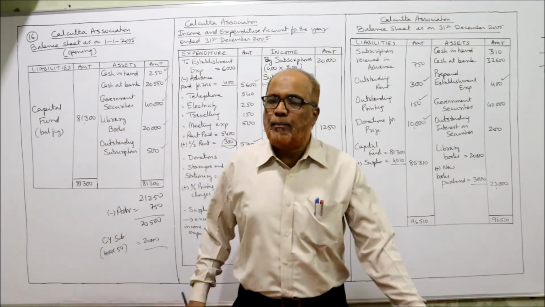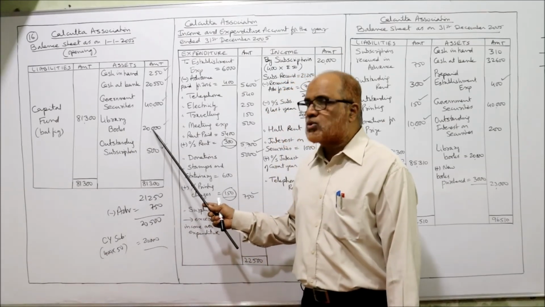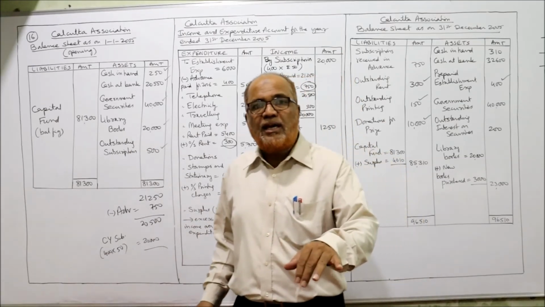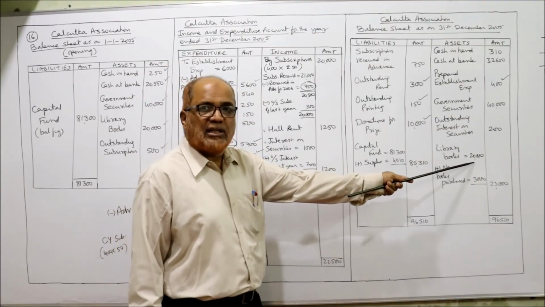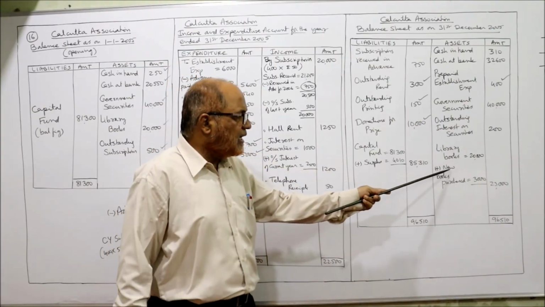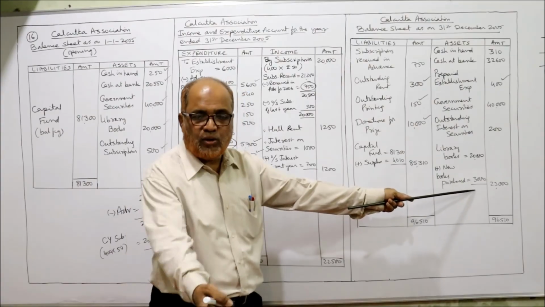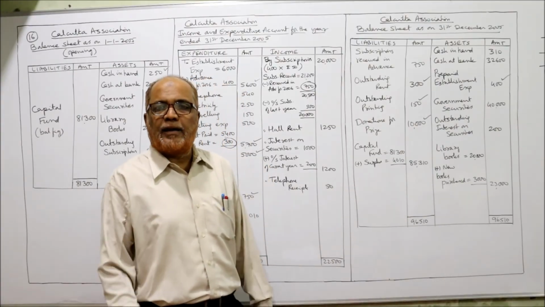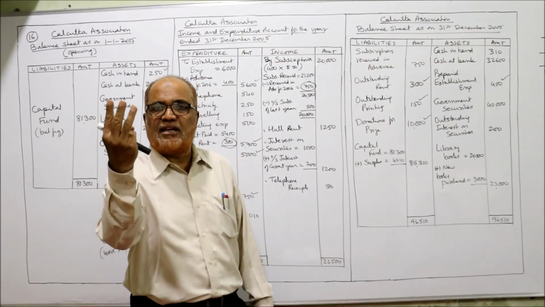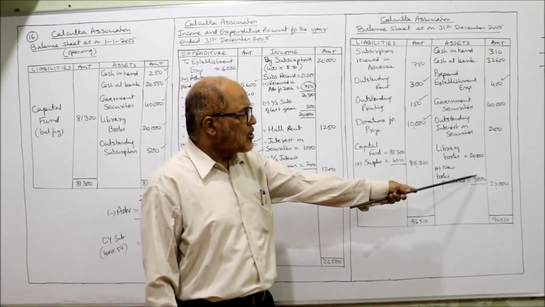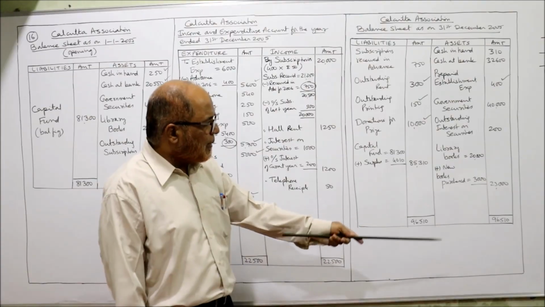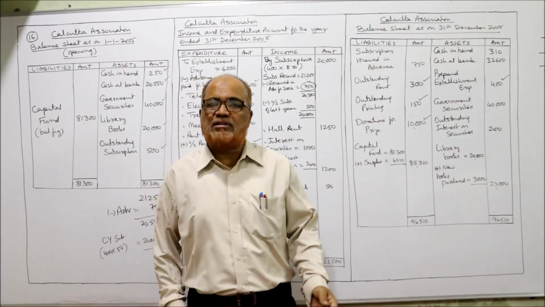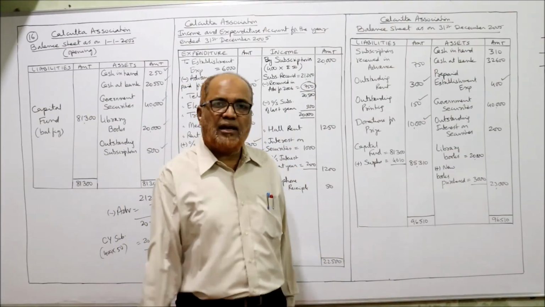Library books. At the beginning of the year how much were the library books? 20,000. During the year some library books were purchased. So library books 20,000 at the beginning of the year. During the year new books purchased 3,000. You can see on the payment side of the receipts and payments account, 3,000 library books. Total is 23,000 library books. So the total of the balance sheet is 96,510. Tallied. Both sides are equal.